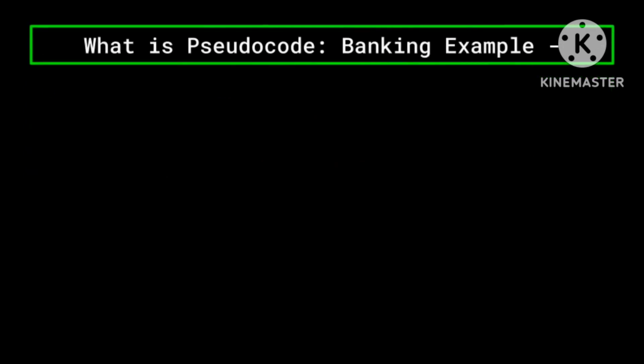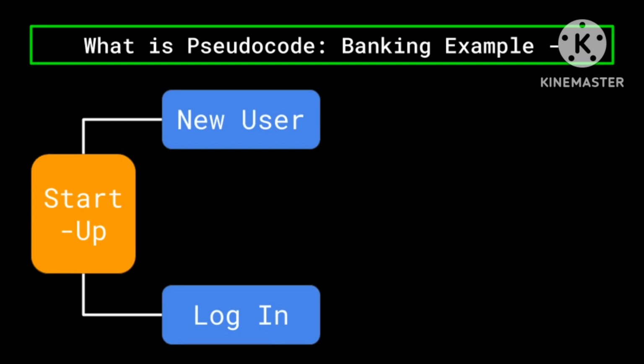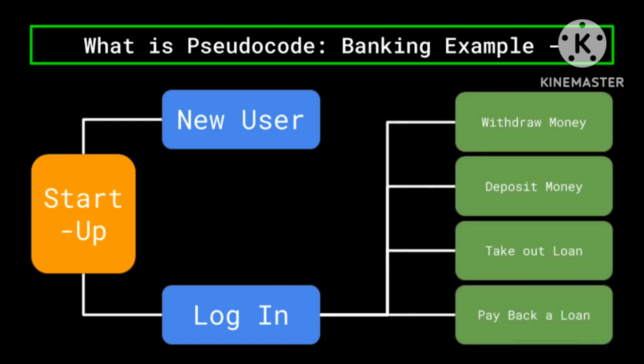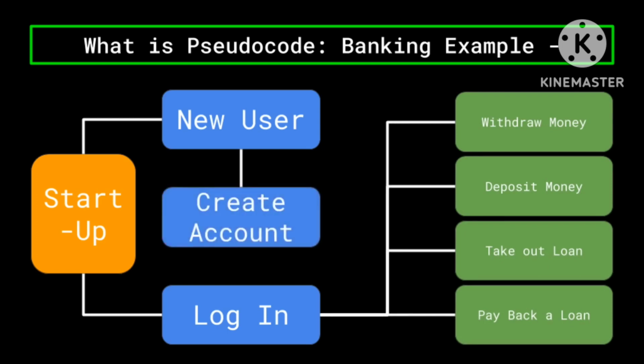Say you're making a banking interface, and on startup, you want the user to initially have 2 options. They can set up a new account, or log into an existing account. From there, if they log into their account, then you want them to have the functionality to withdraw money, deposit money, take out a loan, or pay back a loan. If they decide to set up a new account, you want them to be able to create an account, store their information in a database, and then access all of the features that a returning member would have.